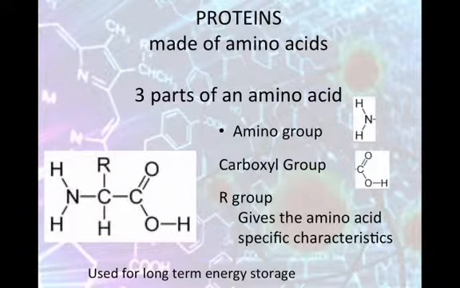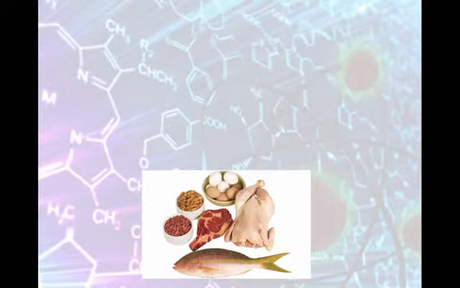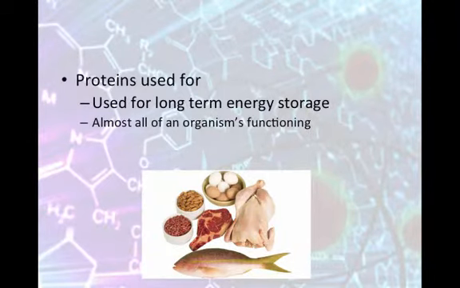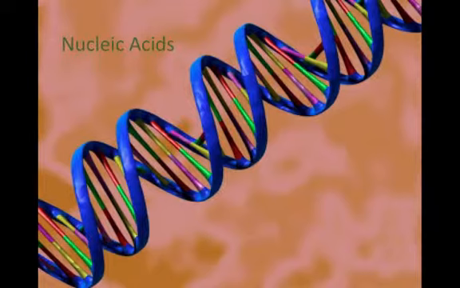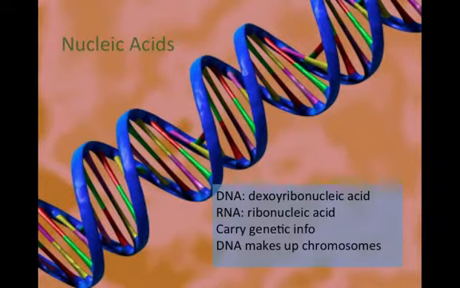Proteins also can be used for long-term energy storage. Almost all of an organism's functions are maintained or controlled by proteins. Muscles, hairs, and many parts of an organism are constructed of proteins. The final macromolecule are nucleic acids. DNA and RNA are the 2 different types of nucleic acids, and nucleic acids carry genetic information.